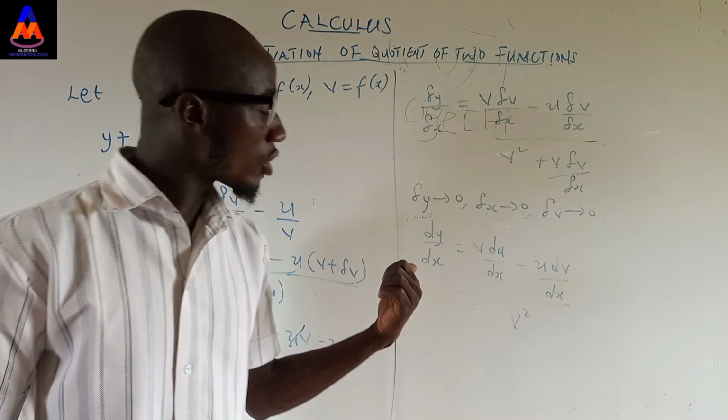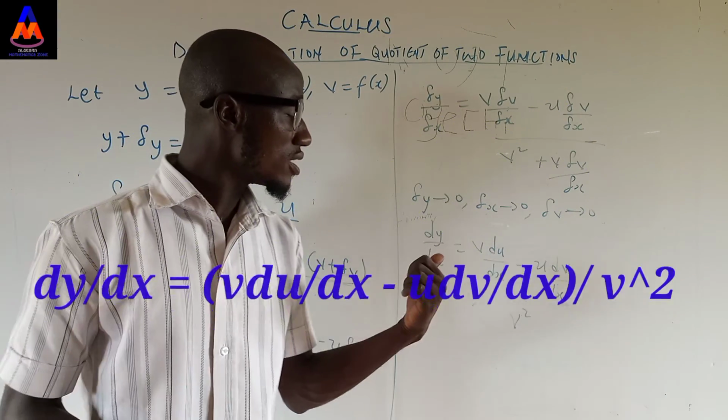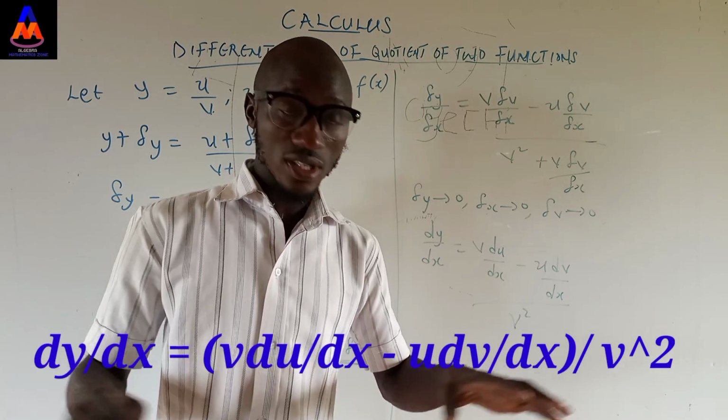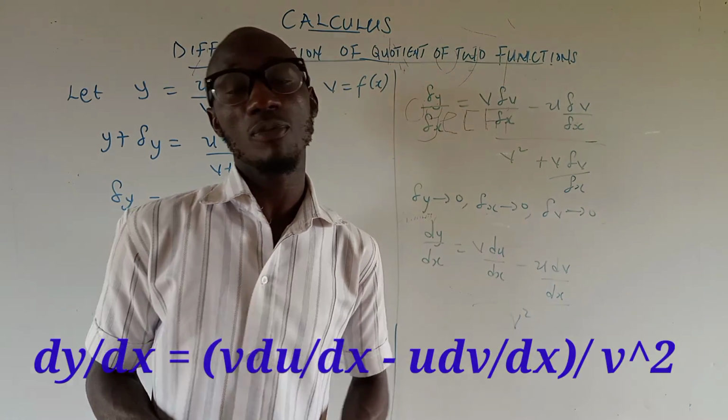So this gives us what we call the quotient rule, which is dy/dx equals v du/dx minus u dv/dx, all over v squared. This is the second rule that we are going to use in solving our problem. Let's get on.